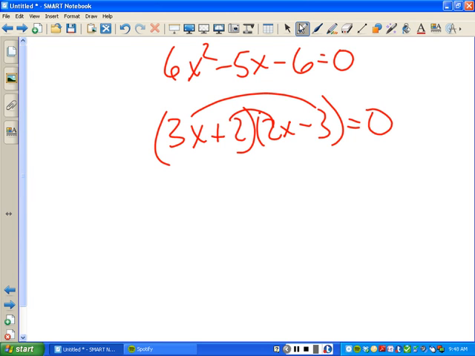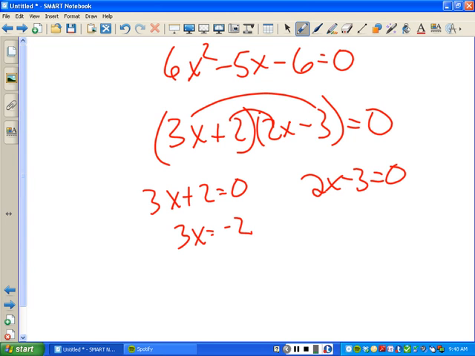can just say 3x plus 2 equals 0. 2x minus 3 is equal to 0. 3x equals negative 2. 2x equals 3. We're just solving these independently, right? X equals negative 2/3, and x equals 3/2.